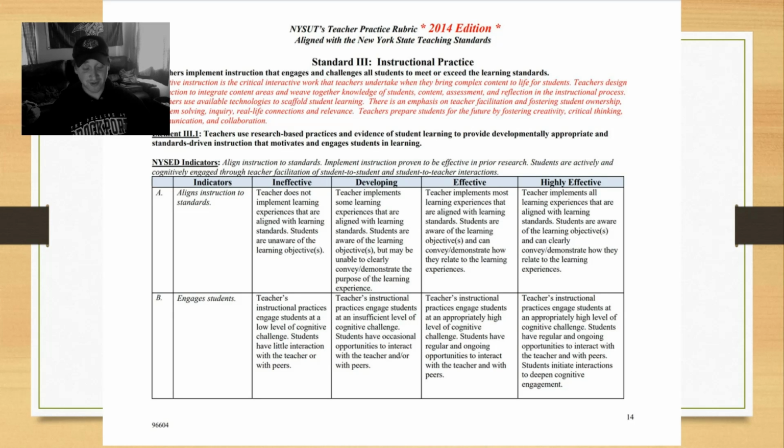So if the person's having a bad day, they might just be like, oh, let's just do developing. Or if they're feeling nice that day, they can do effective. I just feel like there's no concrete line, because how are you supposed to tell how to implement most of the learning experiences versus all? I don't know. I just feel like that's kind of a flaw.